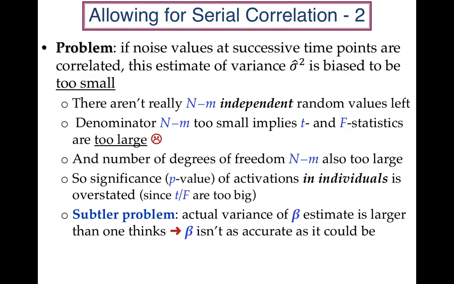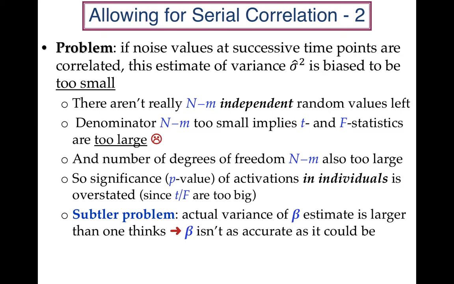The problem, though, is if the noise values at successive time points are correlated, which is what we're talking about here, the estimate of variance given on the previous slide is biased. It'll be too small. There aren't really n minus m independent random variables left. And so if we have too small an n minus m, that means that t and F statistics are too large. And so the significance of the activations in the individuals will be overstated.